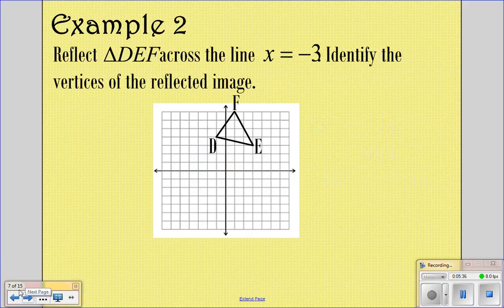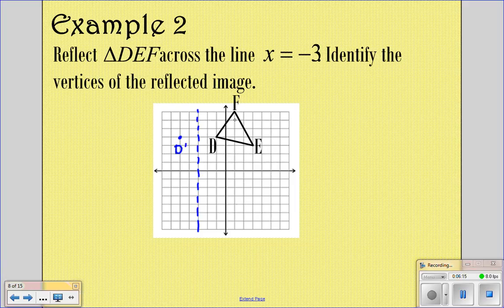Looking at example 2, we want to reflect DEF across the line x equals -3. So first, we need to draw the line x equals -3. So 1, 2, 3. That's going to be a vertical line going through the x-axis. Remember, if it's x equals, it has to be going through our x-axis. So we're going to draw here, and then it's going to go across. D is 2 away, so we come across 2 and make D prime.